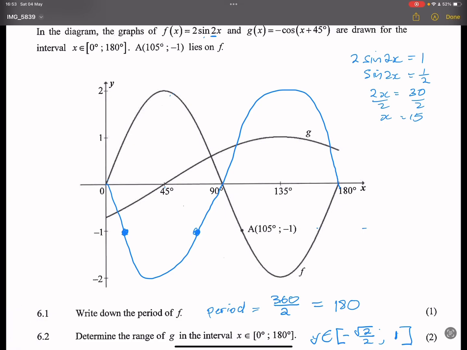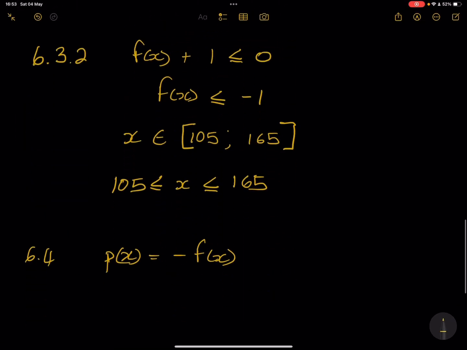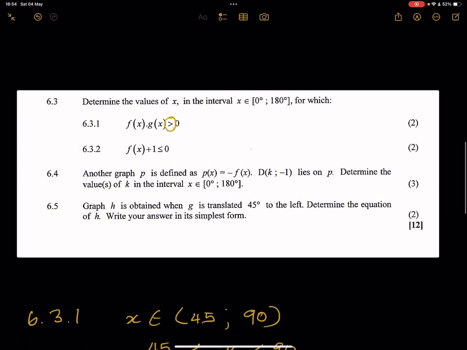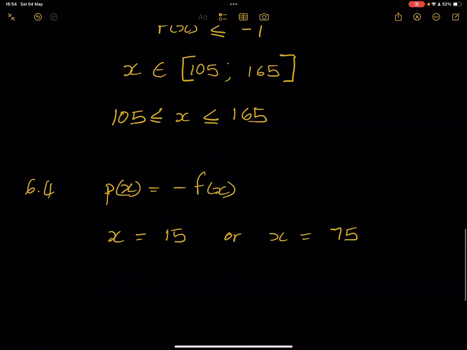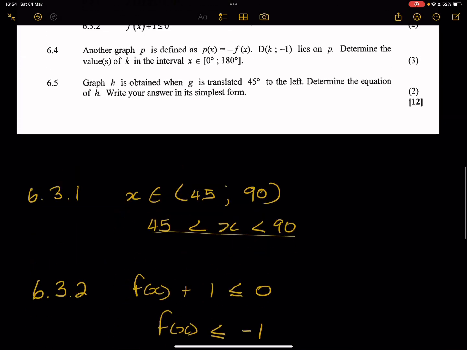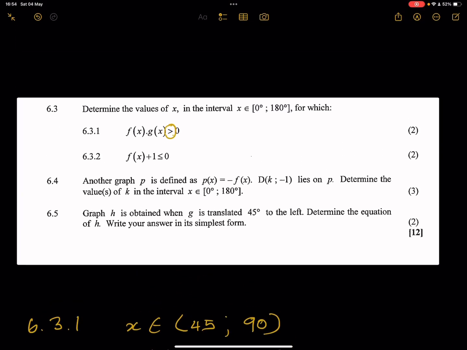So let's do that. x is equal to 15, or x is equal to 75 degrees. Now remember, actually I should have said k, because they wanted to know the value of k. So k can equal 15, or k can be equal to 75 degrees. I hope that makes sense, guys.